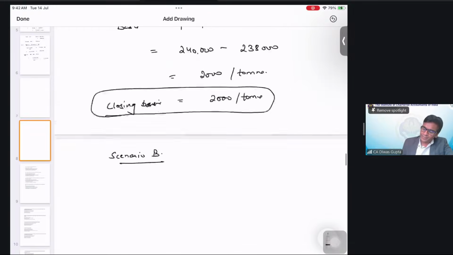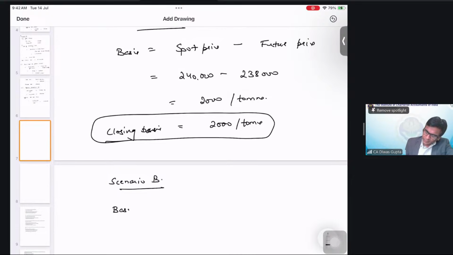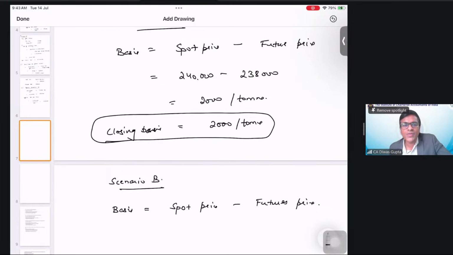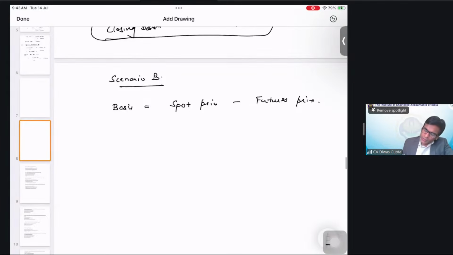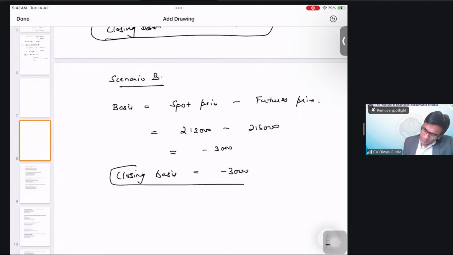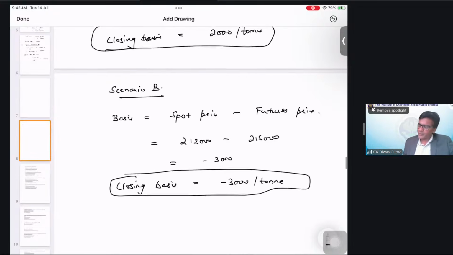Then scenario B. Spot price minus futures price, right? This is the closing basis for scenario B that we are calculating now. So what it was, 2,12,000 minus 2,15,000. So that means minus 3,000 becomes the basis. So closing basis is minus 3,000 again per ton. This is as per scenario B. Okay. Clear, students?